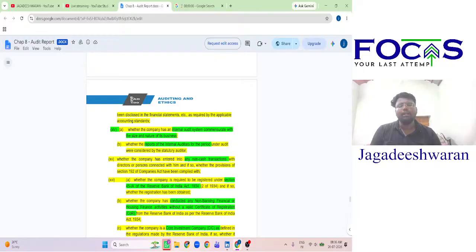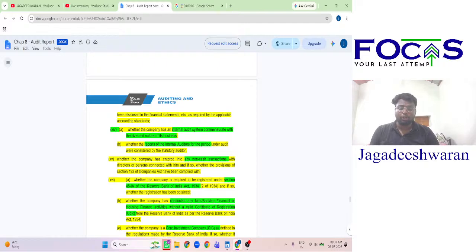Then the 14th clause is whether the company has an internal audit system commensurate with the size and nature of its business. So based on the size and nature of the business, whether we have an internal audit system commensurate with it or not, we have to mention.